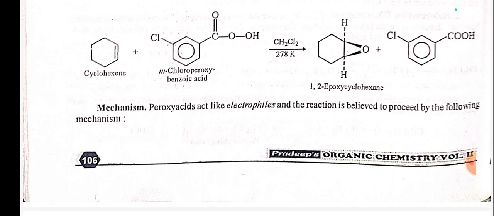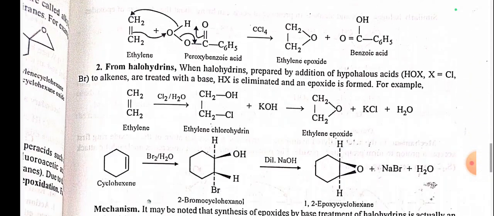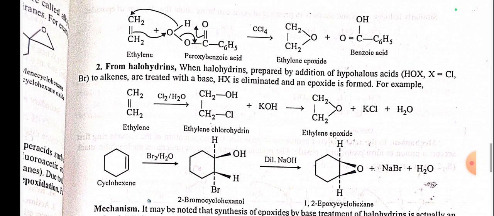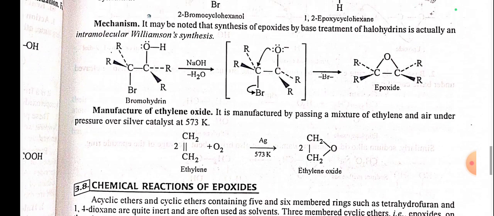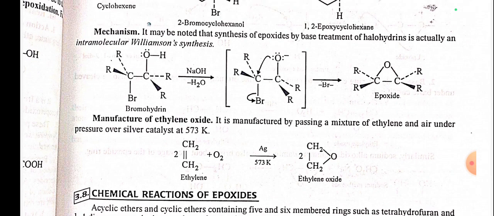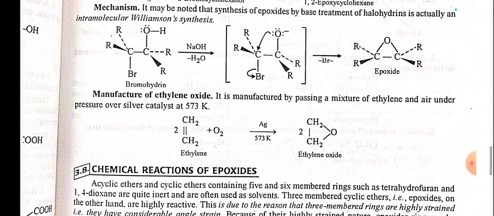Mechanism. Peroxy acid acts like an electrophile, and the reaction is believed to proceed by the following mechanism. From halohydrins: when a halohydrin, prepared by the addition of hypohalous acid to alkenes, is treated with base, HX is eliminated and an epoxide is formed. Mechanism. It may be noticed that the synthesis of epoxide by base treatment of halohydrins is actually an intramolecular Williamson synthesis. Bromohydrin. Manufacture of ethylene oxide.